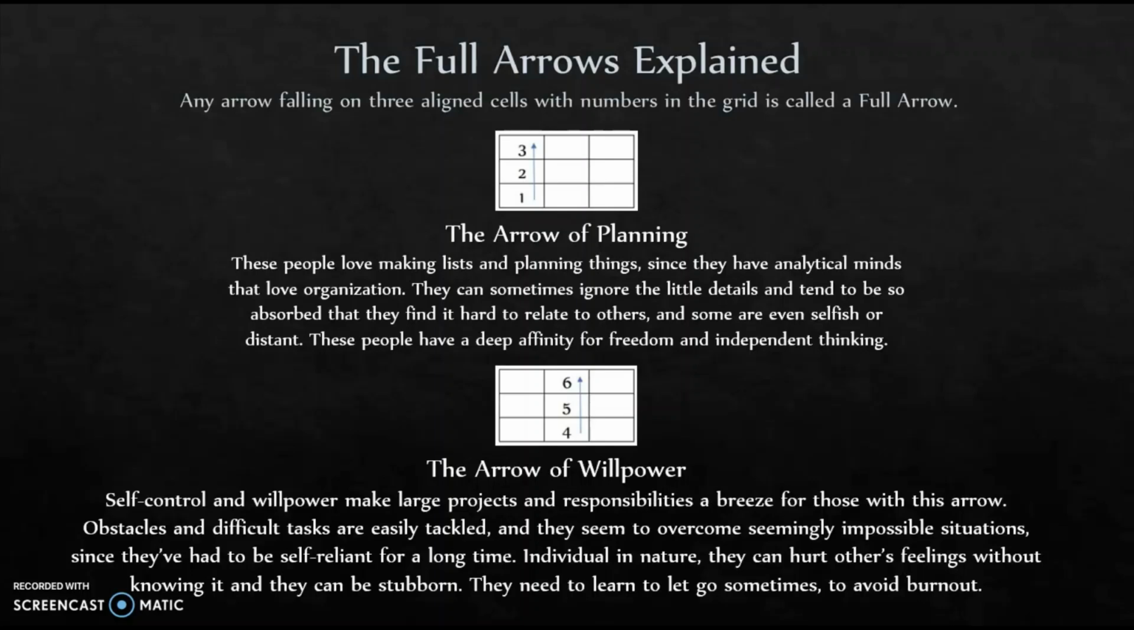The arrow of willpower. Self-control and willpower make large projects and responsibilities a breeze for those with this arrow. Obstacles and difficult tasks are easily tackled, and they seem to overcome seemingly impossible situations, since they've had to be self-reliant for a long time. Individual in nature, they can hurt others' feelings without knowing it, and they can be stubborn. They need to learn to let go sometimes to avoid burnout.